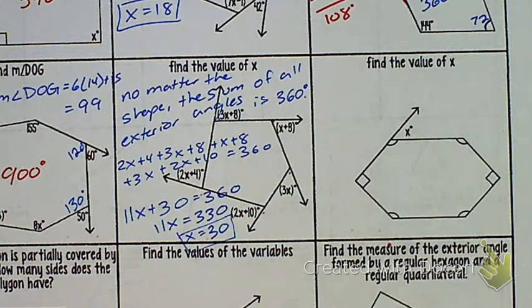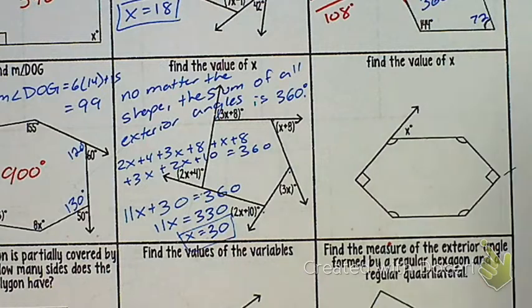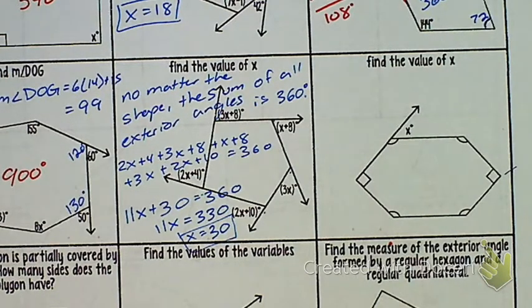Alright, the next one. Is x on the interior or exterior? X is on the exterior. But do I know every exterior angle there? No, because there's no marks given here. But how many angles does this shape have? 5, 6. 6. It is called a hexagon. What is the sum of a hexagon?